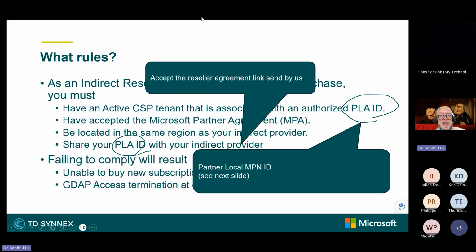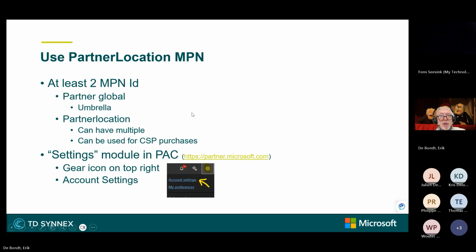Okay, so your partner location MPN, what it is. You have at least 2 MPN IDs at Microsoft. One is partner global, which is basically an umbrella. So it's just there, and everything else is under that same umbrella. So you have partner locations. You can have one, or you can have multiple.